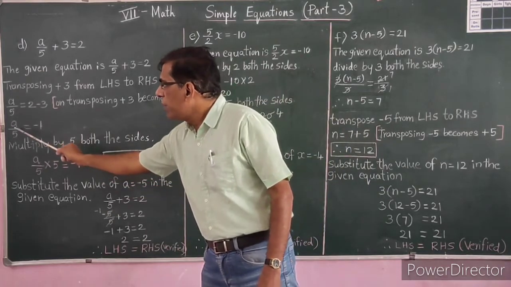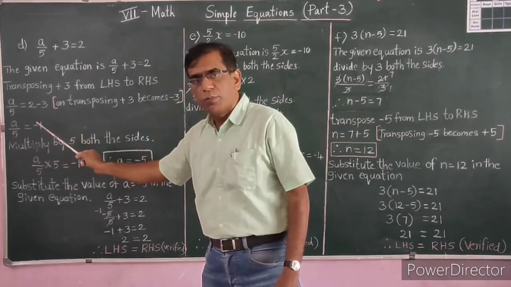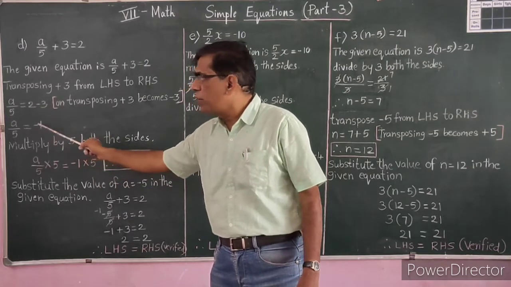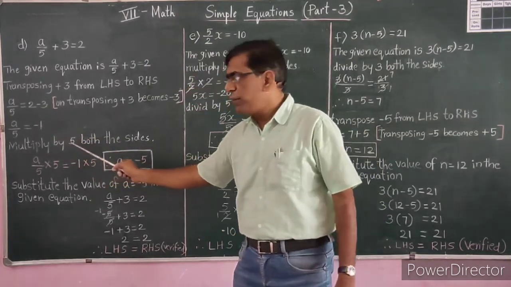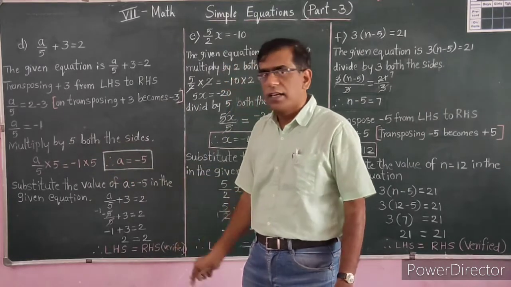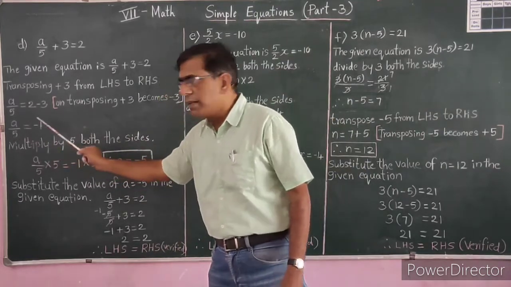Now, a by 5 is equal to minus 1. Put the negative number sign. a by 5 is equal to minus 1. Multiply by 5 on both sides, left side and right side.